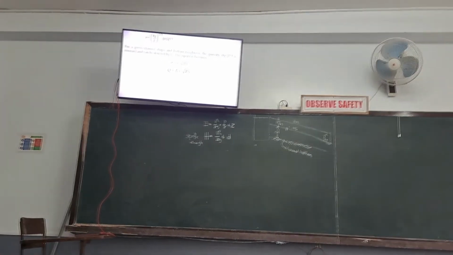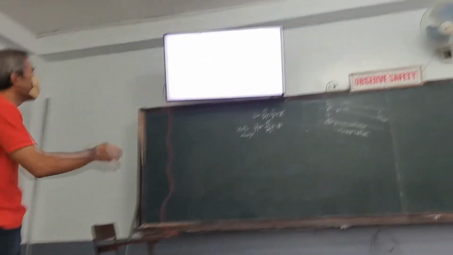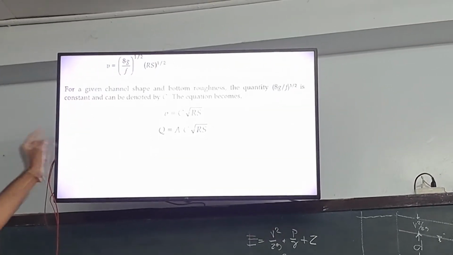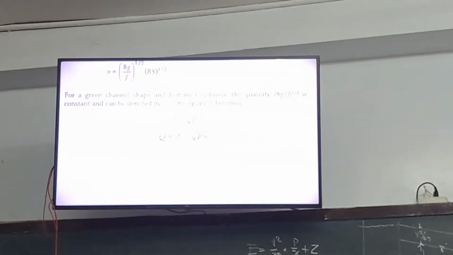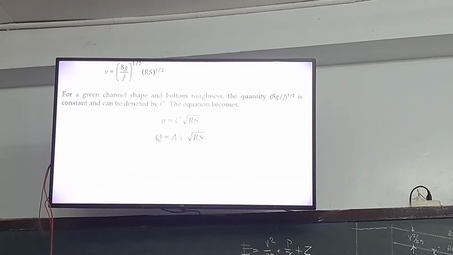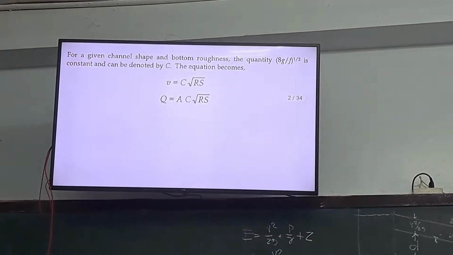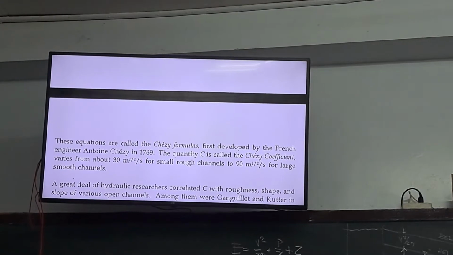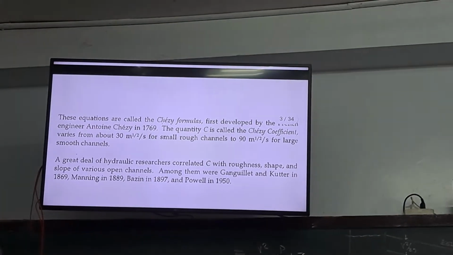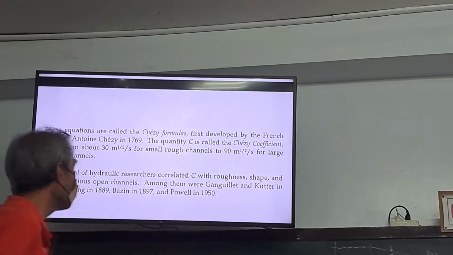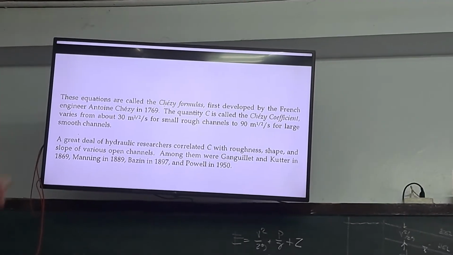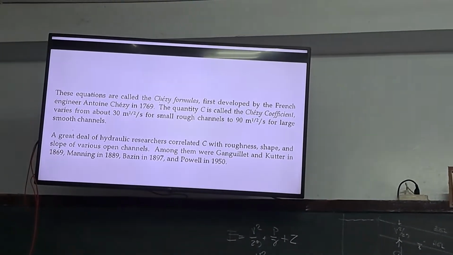For a given channel, the bottom roughness, the quantity 8g over f is all encompassed by a single letter C, so that V is equal to C square root of RS. So C is the coefficient of roughness, shape, and the slope. C is called Chezy's coefficient.